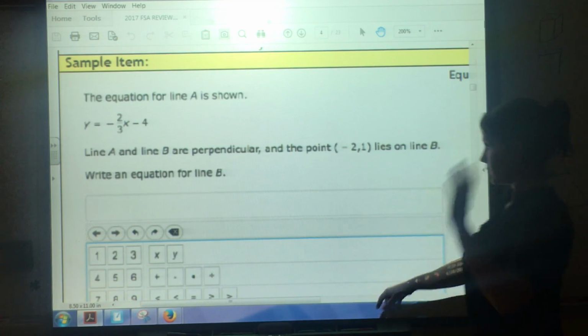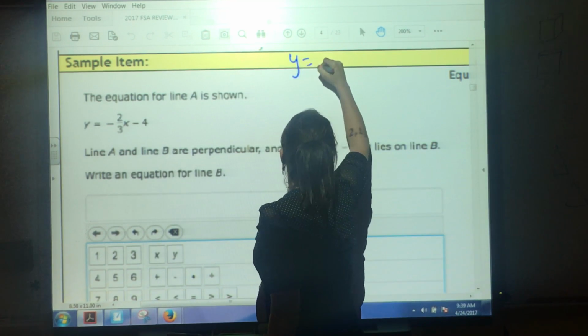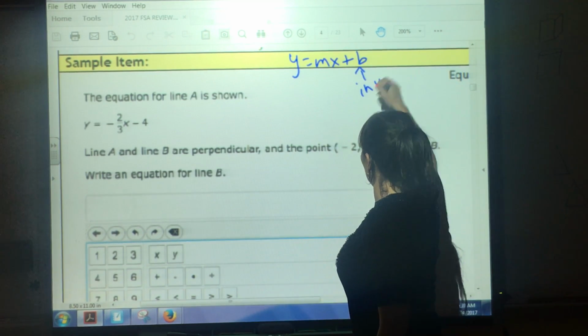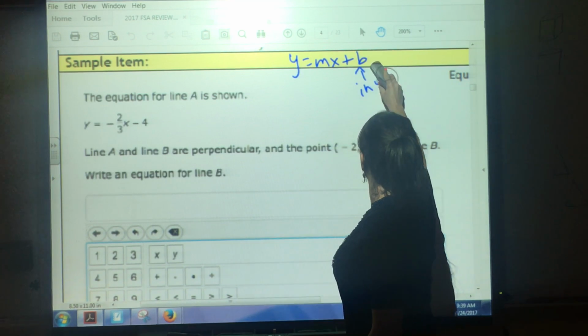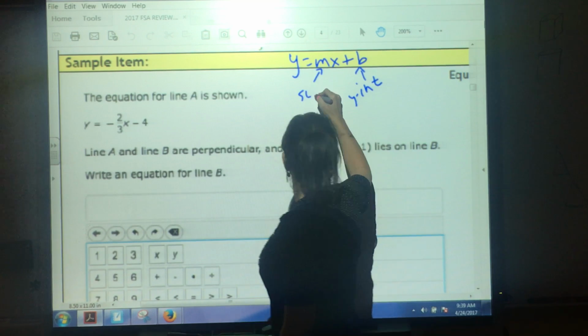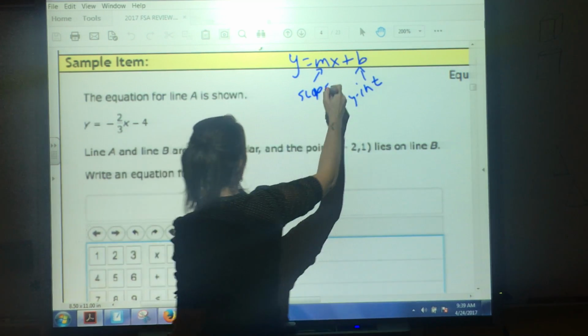So, we already know y equals mx plus b, where b is the y-intercept, and m is the what? Slope. Good.